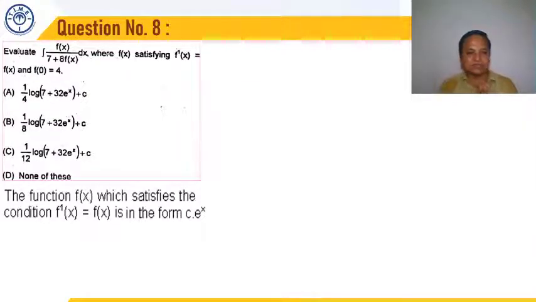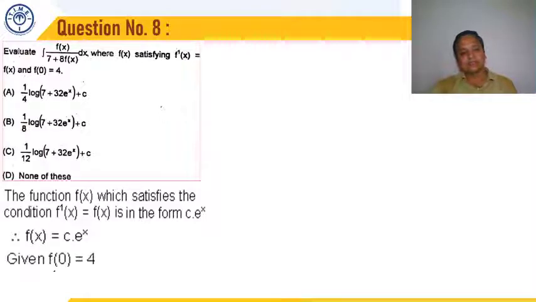So the function which satisfies the condition f'(x) equal to f(x) is of the form c into e to the power x. We take the function as c into e to the power x. It says f(0) is equal to 4. So putting x equal to 0 in the expression, we get c e to the power 0 is equal to 4. Since e to the power 0 is 1, c is equal to 4. Hence the function becomes 4 e to the power x. So we know the value of the function: 4 e to the power x.